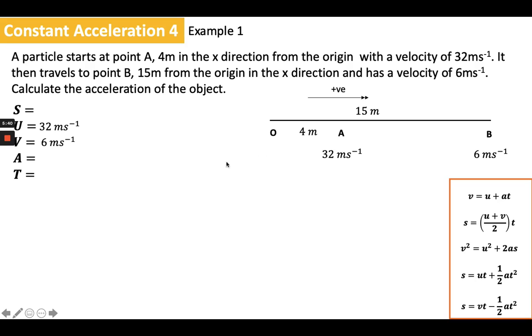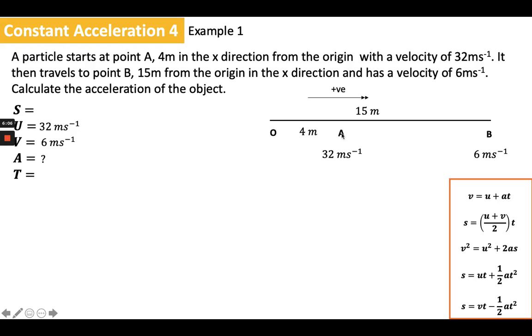Now, this isn't a perfect diagram, it's a sketch diagram, but I've clearly shown that this distance is 4 and this distance is 15. Because the key thing here is I want to calculate the acceleration, so my question mark goes by A, but I don't have enough information yet. So I need to think about, have I got any information about the time? The answer to that is no. Have I got information about displacement or distance? And the answer to that is yes, but I need to be clever.